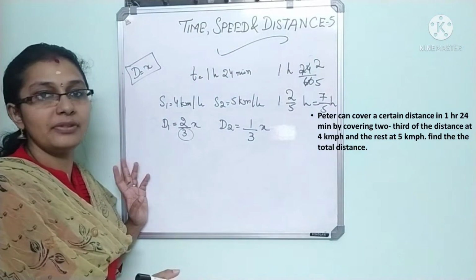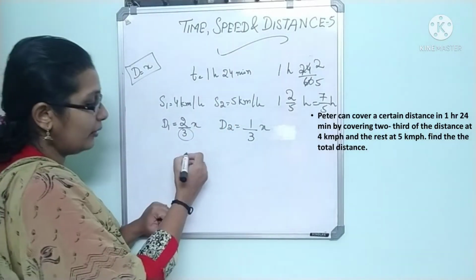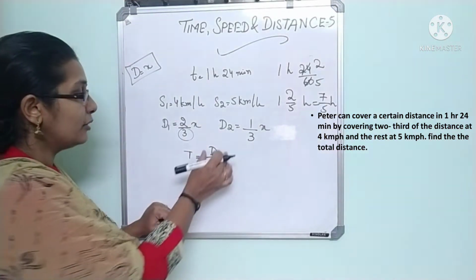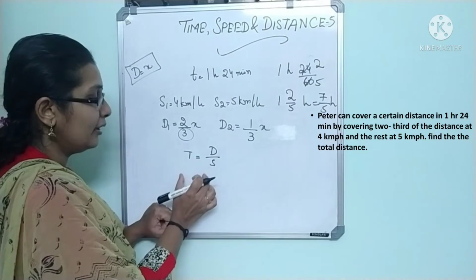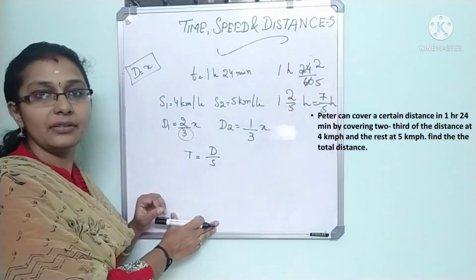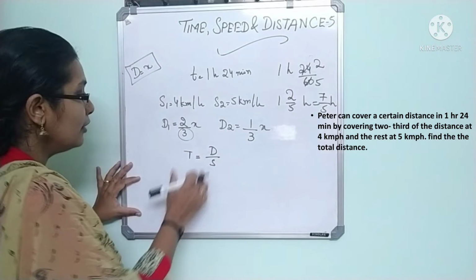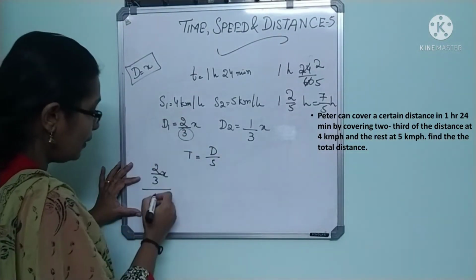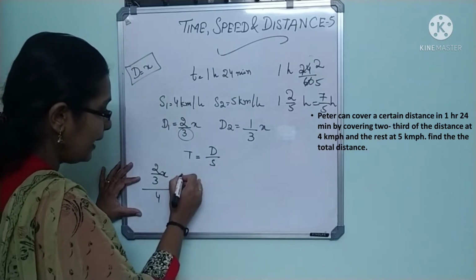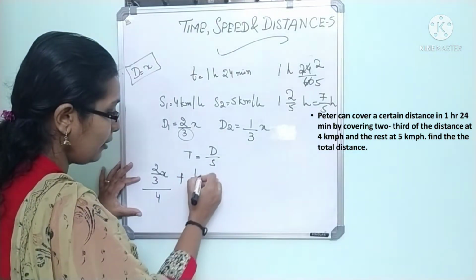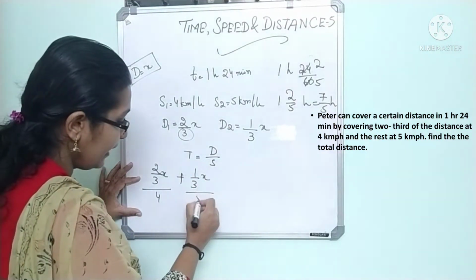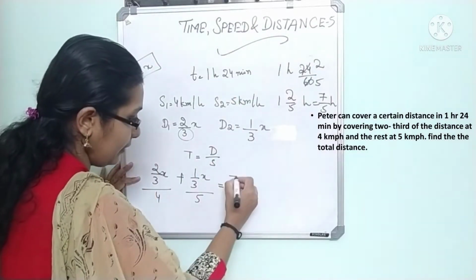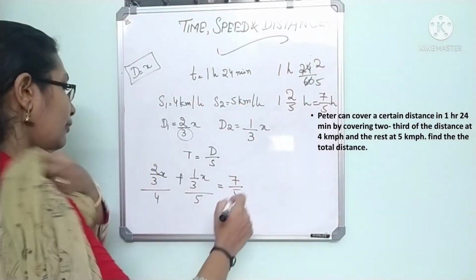So now how will we proceed? See, you have the total time. So we will take time is equal to distance by speed. Correct? So here you have two distances. So distance by speed plus distance by speed. Clear? When you do that, you will get the answer. So the first distance is 2/3 of x. He will cover it at 4 km per hour, plus the second distance, 1/3 of x, he will cover at 5 km per hour, which is equal to the time, 7/5. Clear?